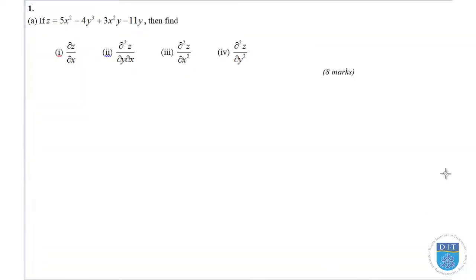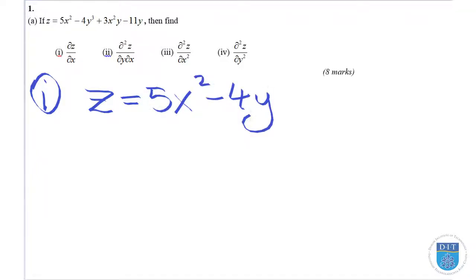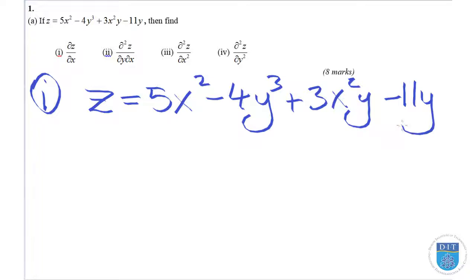Right, so I'll do the first one first. I'll do del z del x first. Right, number 1. Okay, so I'll just retake the expression for z so that I can have it right above me. x cubed plus 3x squared y minus 11y. Right, so I want to differentiate that with respect to x.